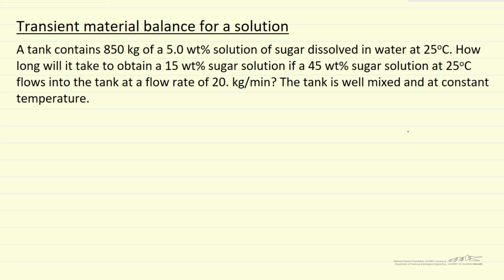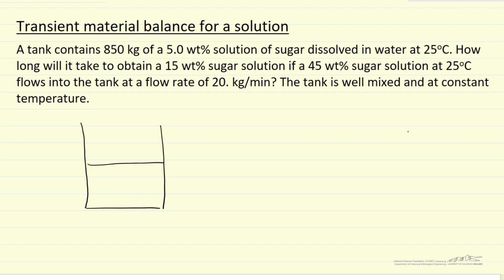In this example, we're going to look at transient material balances. The system is a tank that contains a sugar solution. So this is 850 kilograms in the tank, and it's water with 5 weight% sugar.